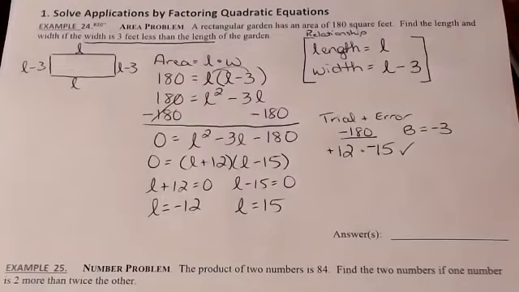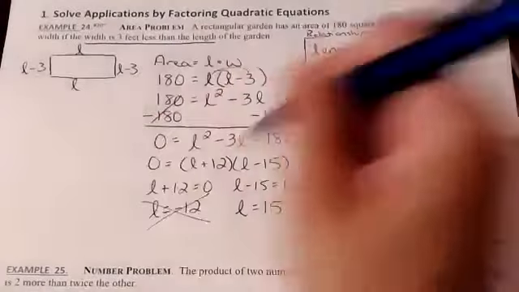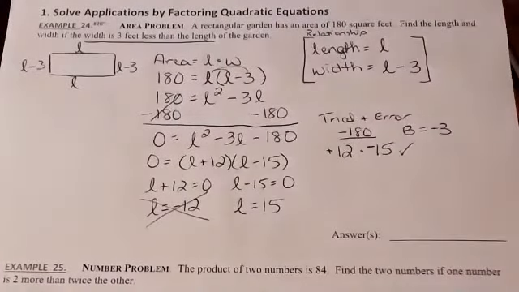This means we have a solution that we are not going to use. The length cannot possibly be negative. I don't know about you, but nobody has ever said to me, hey, I'm going to create a table that's negative 12 inches. What? What does that even look like? Somebody's got a problem there. So we're going to throw away this solution because it's not possible.